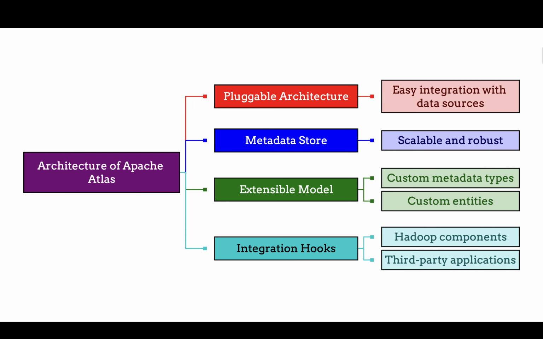Architecture of Apache Atlas. 1. Pluggable architecture. Designed with a pluggable architecture for easy integration with various data sources. 2. Metadata Store. Utilizes a scalable and robust metadata store for efficient management and retrieval. 3. Extensible Model. Offers an extensible model for custom metadata types and entities. 4. Integration Hooks. Provides hooks for seamless integration with other Hadoop components and third-party applications.